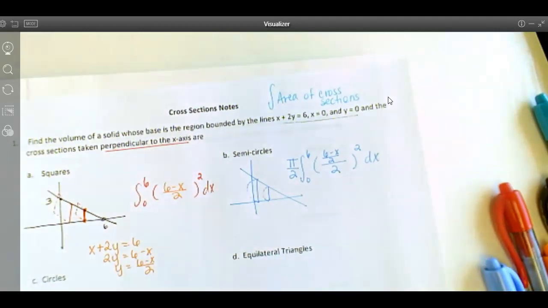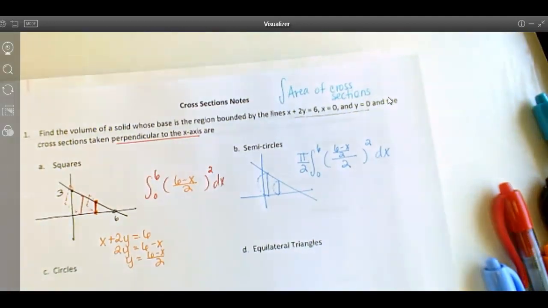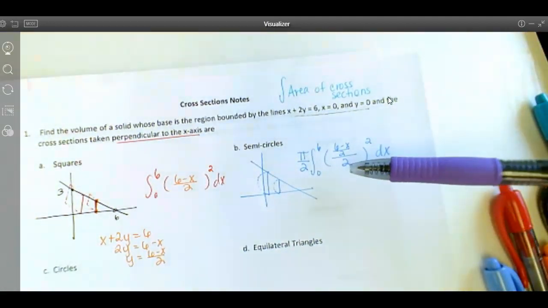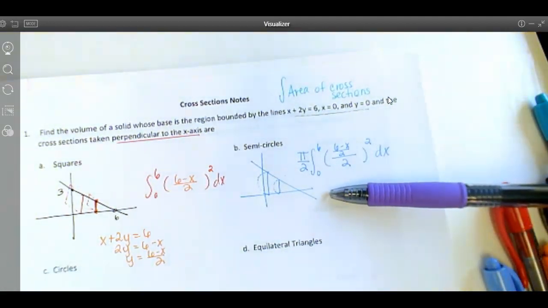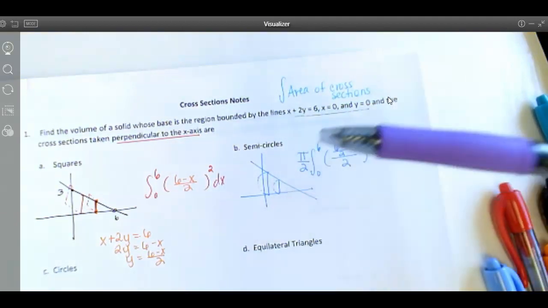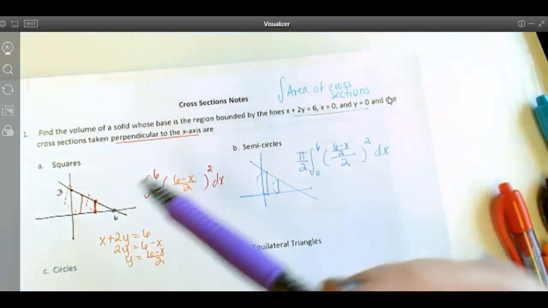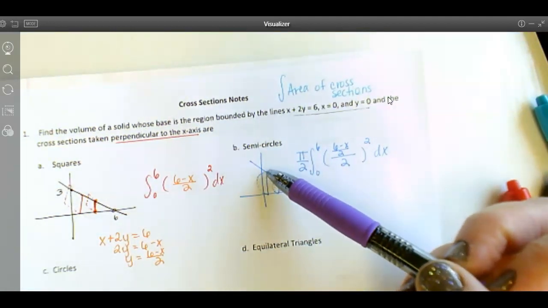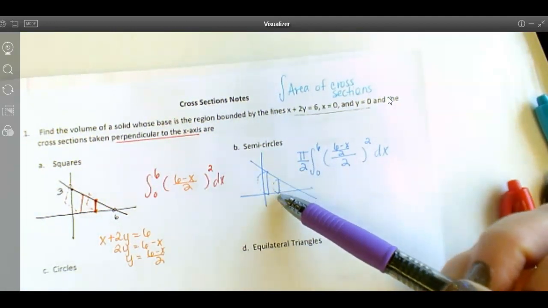Now, circles is the next one. And as far as circles goes, it's the same exact thing as semicircles, except it's not pi over 2. It's just pi. And that's because, and I'm not going to draw this one because it's harder to draw, that's just because you've got that part of it underneath.